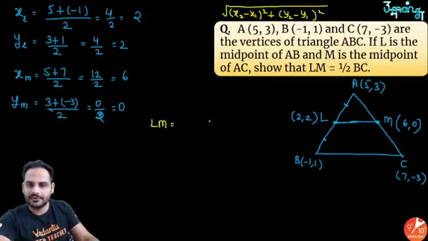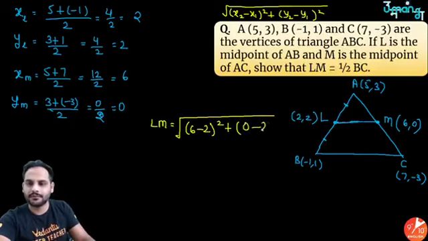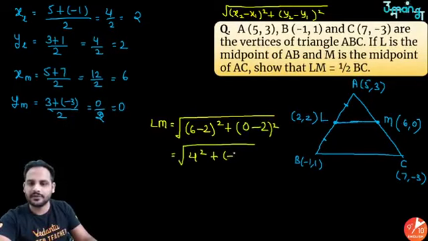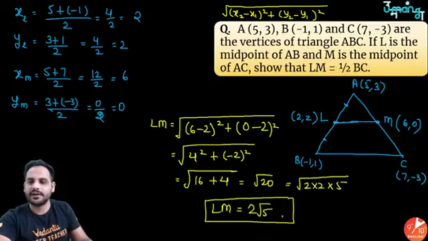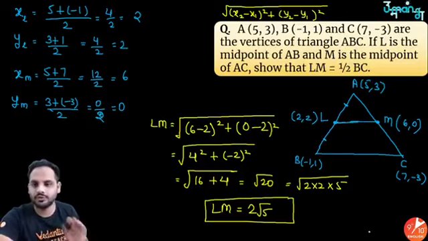So let us say the distance LM will be equal to square root of (6 minus 2) whole square plus (0 minus 2) whole square. So 6 minus 2 will become 4 square plus minus 2 square. 4 square is 16, minus 2 square is 4 only, which is square root of 20. 20 is nothing but 2 into 2 into 5. So this 2 will come outside. So LM is equal to 2 root 5. What is LM? LM is 2 root 5 units.